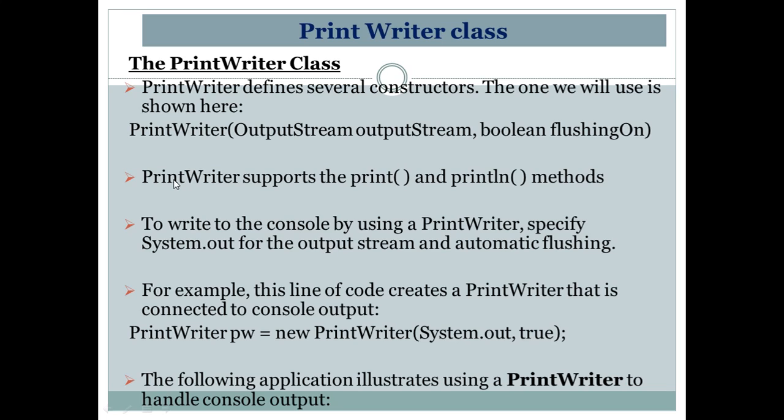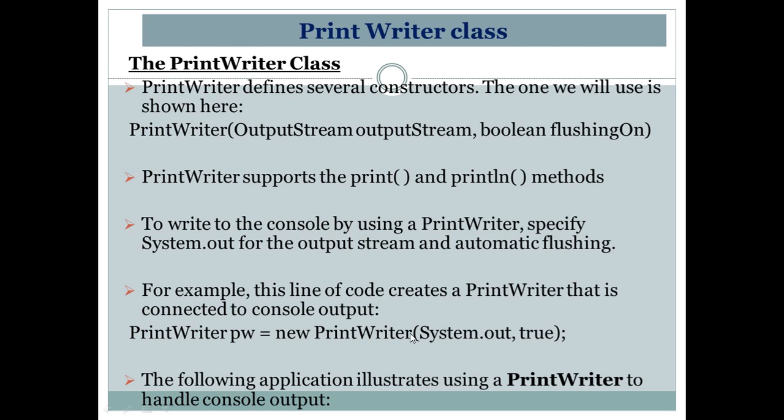Generally we use the statement System.out.println in our Java program. For example, this line of code creates a PrintWriter that is connected to console output. See here, PrintWriter pw. pw is the object name, equal to new PrintWriter(System.out, true). With the pw object of PrintWriter, we connect to the console, meaning the output.